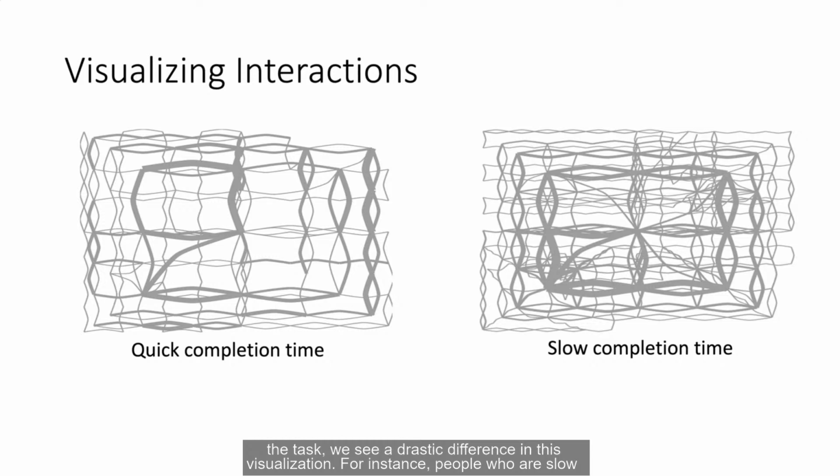For instance, people who were slow at completing the task were really zoomed in on the illustration and made small steps while they were looking for Waldo. On the other hand, people who were quick at completing the task were really zoomed out, and they would only zoom in once they think that they found Waldo. This strategy turned out to be more efficient overall.